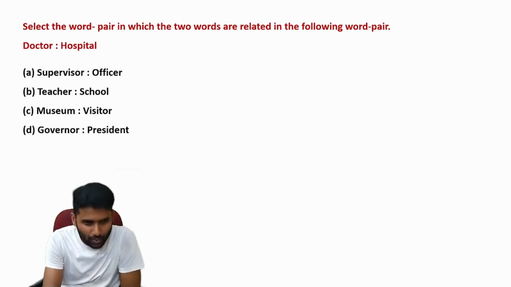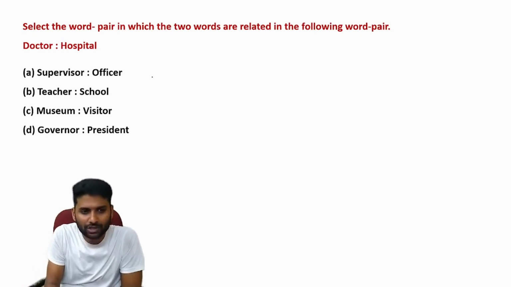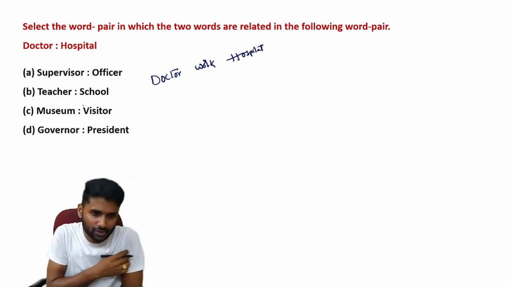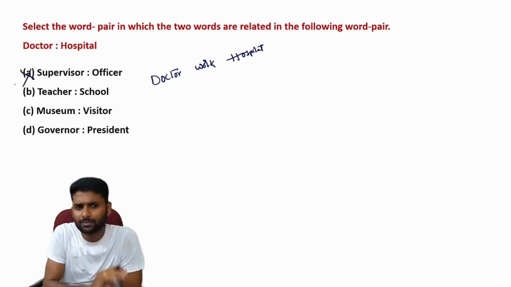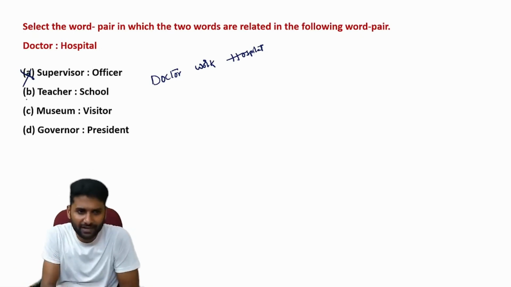Fruit, mango. So here the relation, guys: doctor works in hospital. That is the relation you should identify. So what is the suitable relation? Supervisor, officer, they are talking about persons, not about person and place. Teacher definitely works in the school. Yes, it suits our answer.